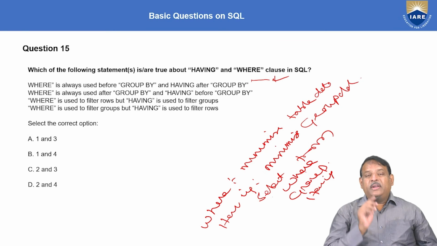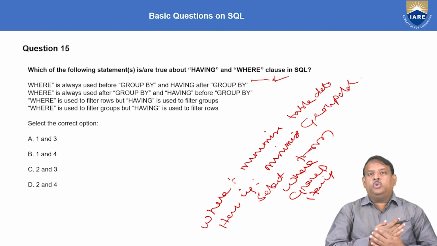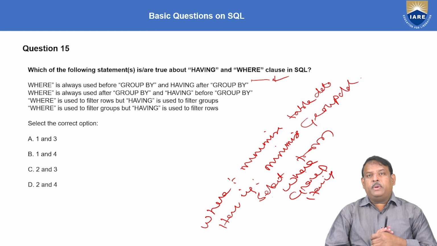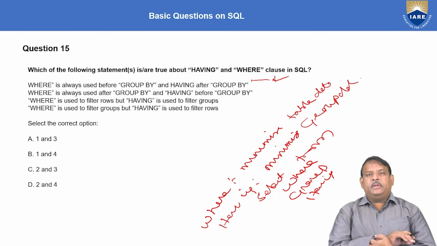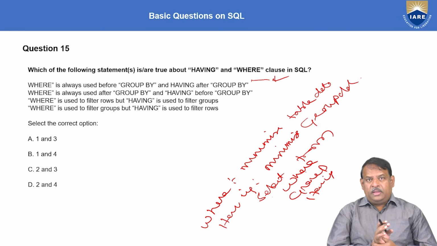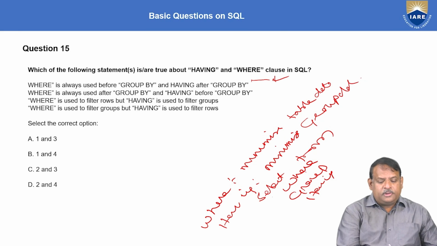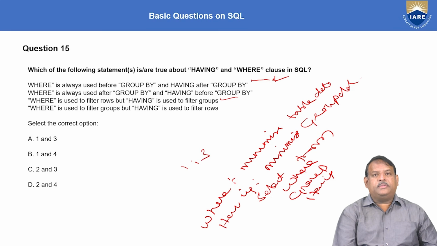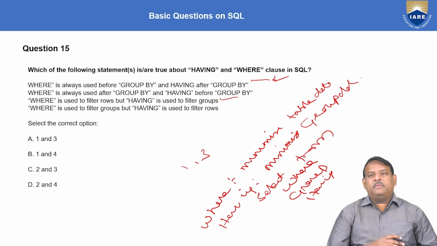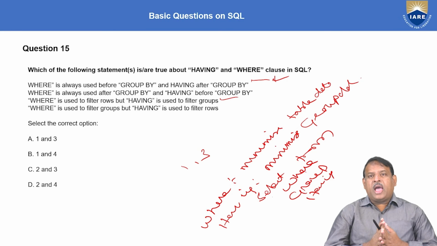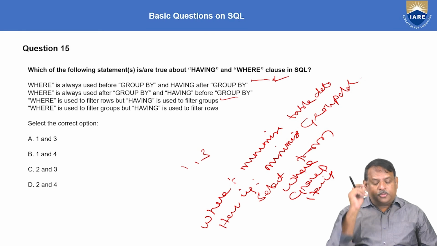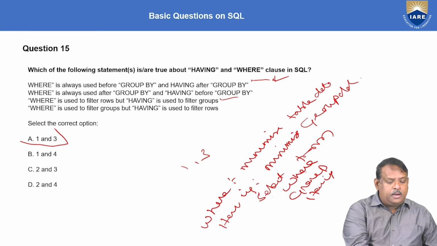First option is correct. Where is used to filter rows, correct, and having is used to filter the groups. So C is also correct. So 1 and 3 are correct answers. Where is used to filter groups, but having is used to filter rows, is just the opposite. Where is used to filter the rows, having is used to filter the groups. So the answer is 1 and 3.